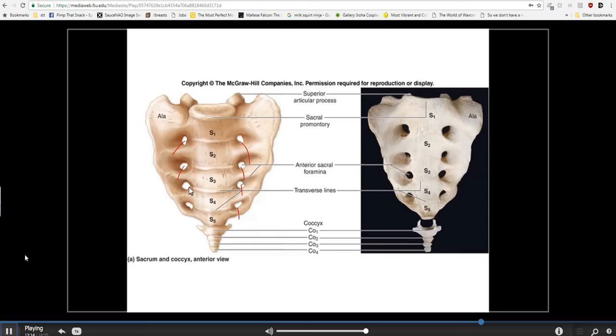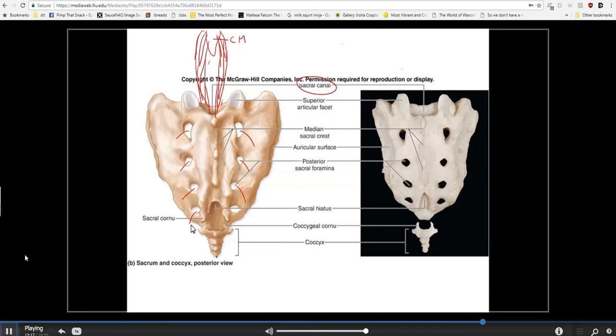So, in summary, the cauda equina, or that horse's tail of nerves, they enter the canal through the sacral canal, and they exit out through the foramina. Okay. Then you have the hiatus. The coccygeal ligament goes out through here, and it goes all the way down and attaches onto the coccyx.